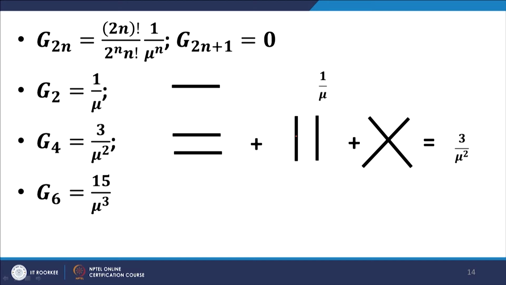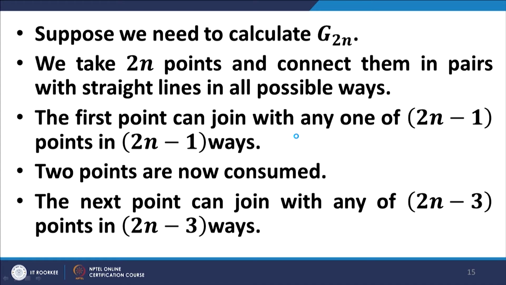Similarly, we can compute G 6 and so on. Let us see the logic behind it. Suppose we need to calculate G 2n, then we take 2n points and connect them in pairs with straight lines in all possible ways. We take any point as the first point, and that first point can be connected to any of the remaining 2n minus 1 points in 2n minus 1 ways. With the first point connected to one particular point out of the 2n minus 1 points, we are now left with 2n minus 2 points.